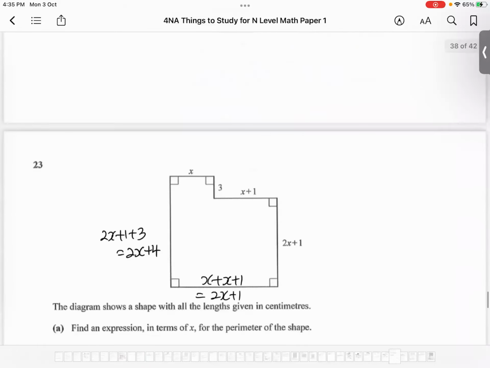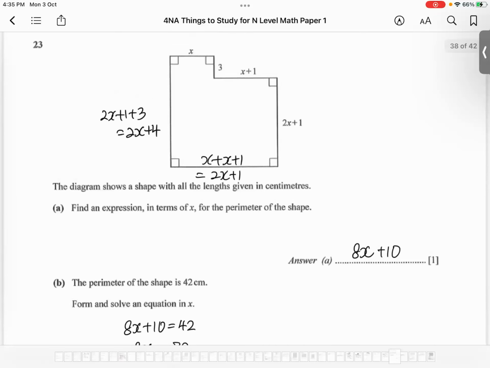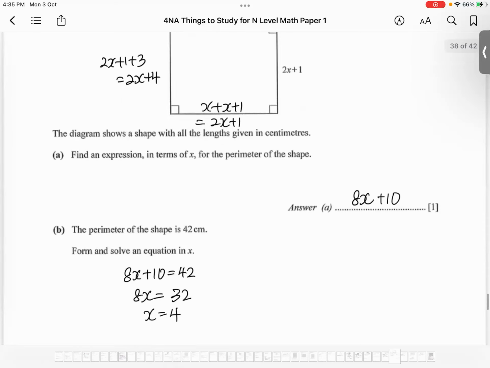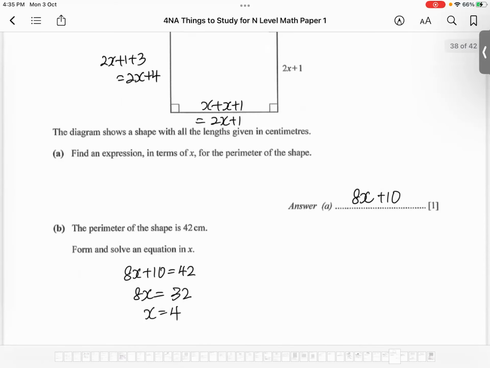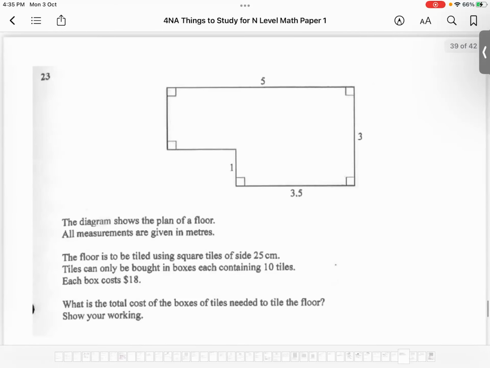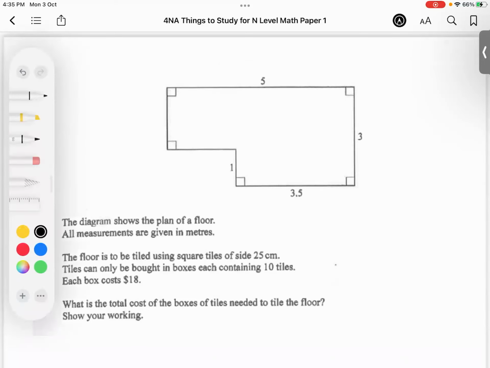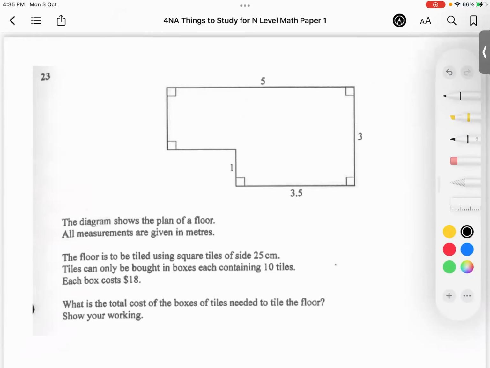Then next question, last few already. This one, find the perimeter, you should be able to add up all the different portions. Then this shape, the perimeter is 42, solve for x. Okay, next one. This one has appeared for three consecutive years already. I'm not sure whether it will appear again, but it has appeared with the same diagram for 3 consecutive years. So I just highlight again.